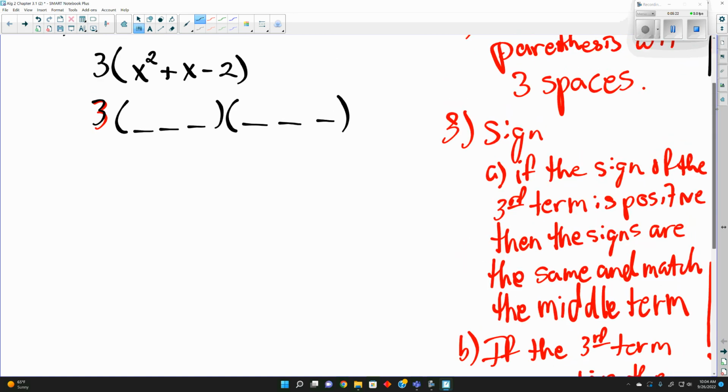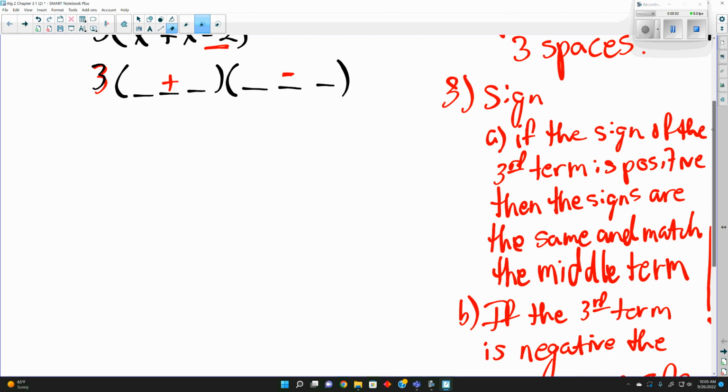So if we look at this here, the third term is -2. So the sign is negative. If the third term here is negative, the signs are opposite. So one is going to be positive, one is going to be negative. So we set this up to go from here. And these make more sense the more that we do. So that's step 3.